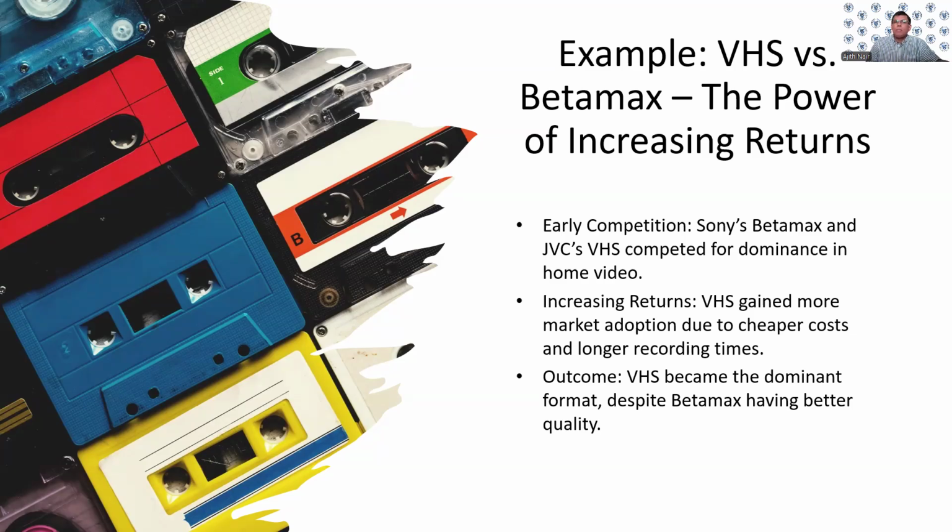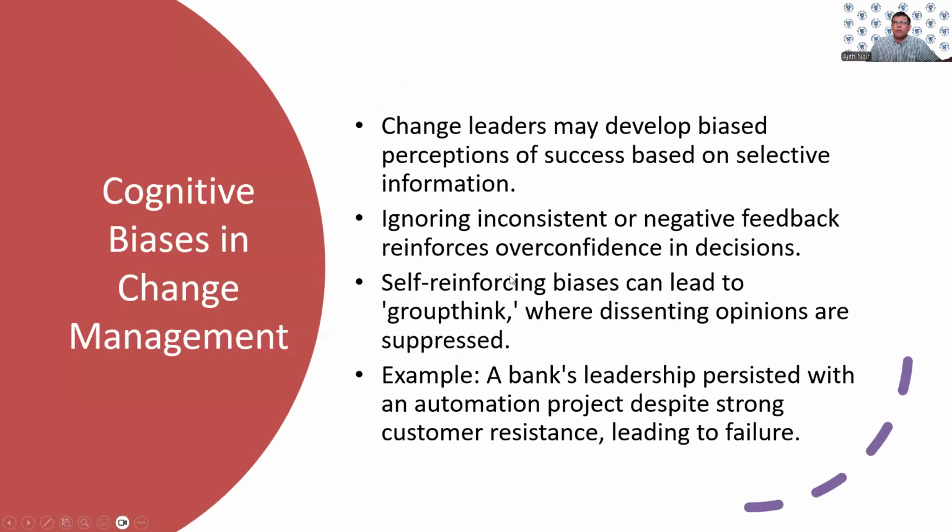There are more VHS players and tapes in the market, which reinforce the consumer preference and slowly accelerate its dominance. So VHS then became the standard and Betamax faded, even though they are technologically very sophisticated.